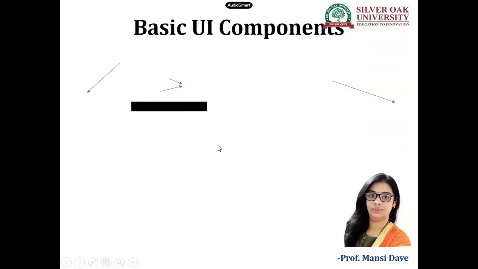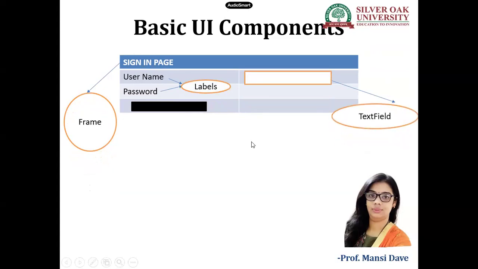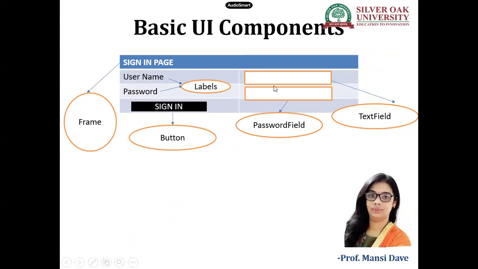Now, first of all, we will see the sign in page example. Here you can see the sign in page example. Sign in page is my frame. Username and password are my labels. Username contains one text box, which is considered the text field here. Password also contains one kind of text box, which is considered the password field here. There is a sign in button, which is considered a button. You can see we have designed the page for the same.